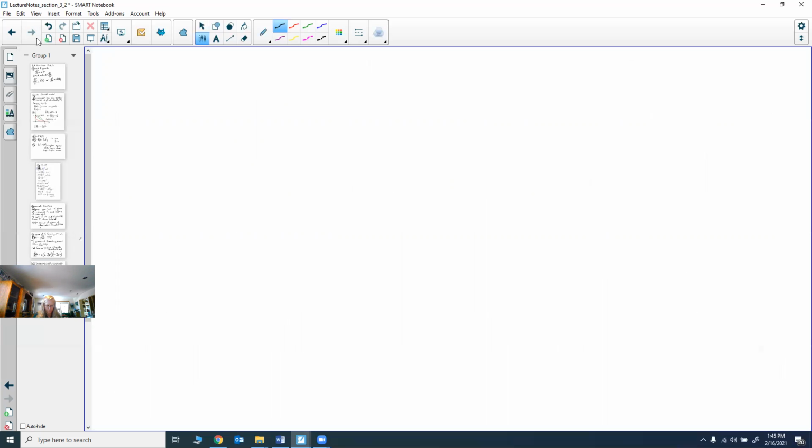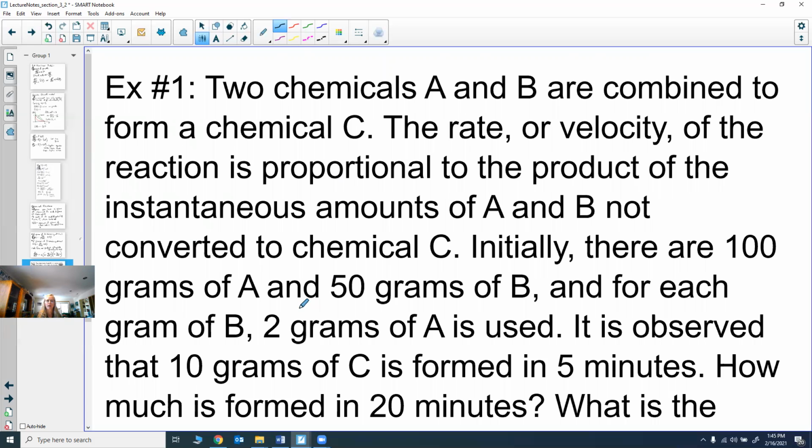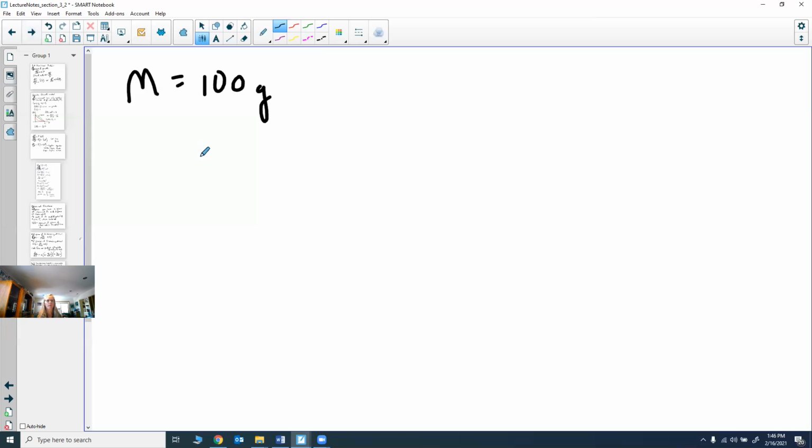So I don't really use the formula that much, and that's why I didn't spend a lot of time on it. I want to look at how to do this in general, and that's a better way to look at it. So first off, we have 100 grams of the one chemical. Remember, there's 100 grams of A and 50 grams of B. So we're going to call M 100 grams and N 50 grams. And you can call them anything you want. I don't really care. I just decided to call them this.